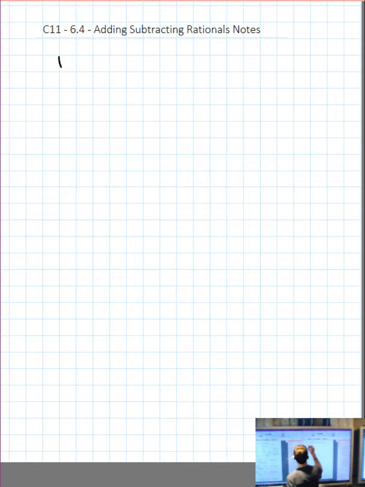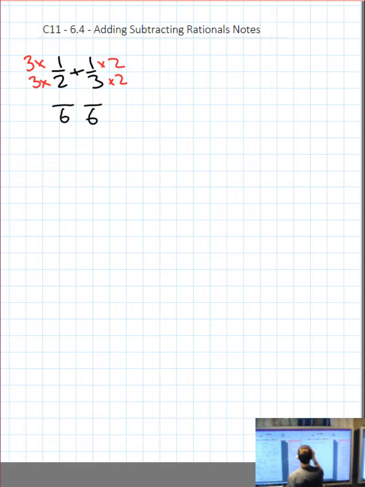So we have 1 over 2 plus 1 over 3, and I'm going to carefully go through this in the exact order of the steps. The lowest common denominator is 6, so over 6 over 6. I times the 2 by 3, so if I times the bottom by 3, I have to times the top by 3. And I times the 3 by 2 to get 6, so I have to times the top by 2. And I'm left with 3 plus 2 equals 5 over 6. Check it on your calculator.